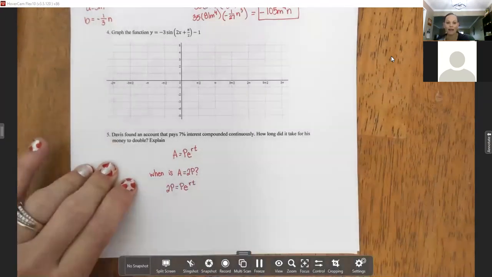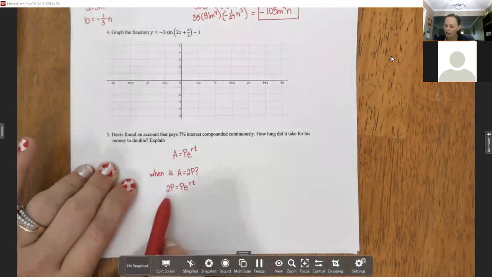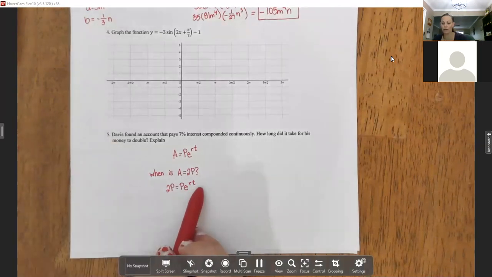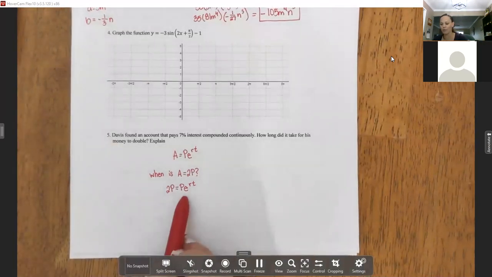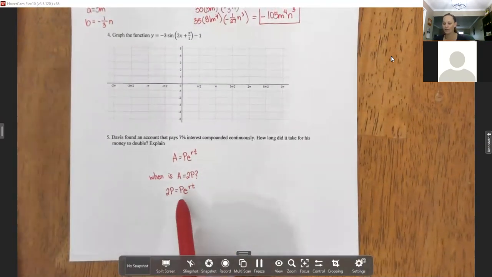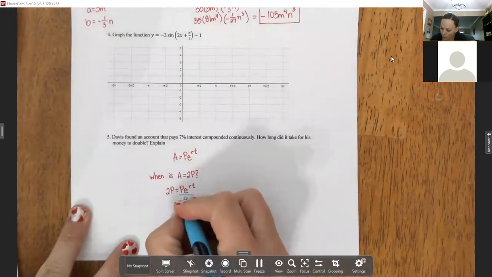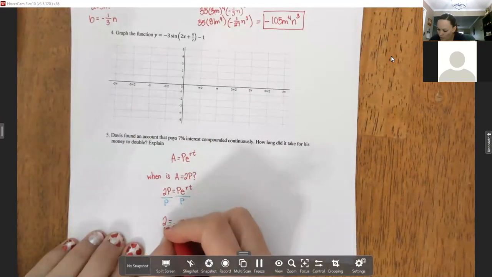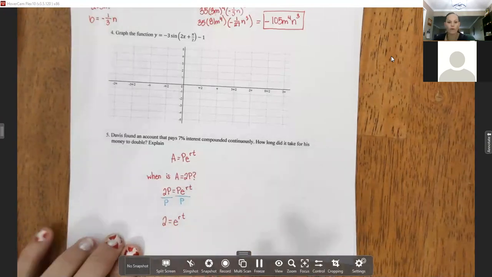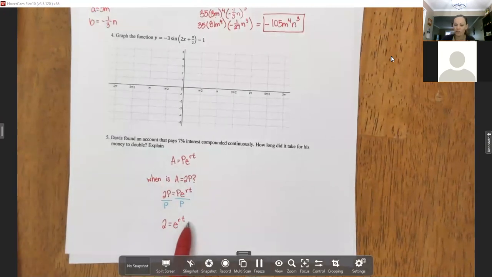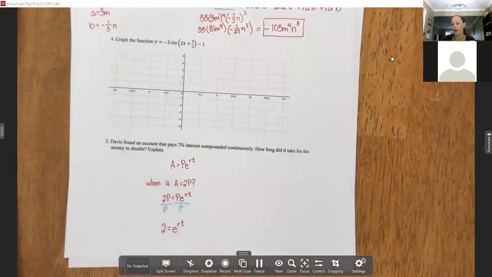So if you just plug that in, 2P for A, 2P equals P times e to the power of RT. T is what you're looking for. We don't know that. e is a constant. R, you know the rate is 7%. If you divide this equation both sides by P, you just have that equation that you're trying to solve now. And again, you know the rate and you're solving for T, so you're going to have to use your natural logs here.